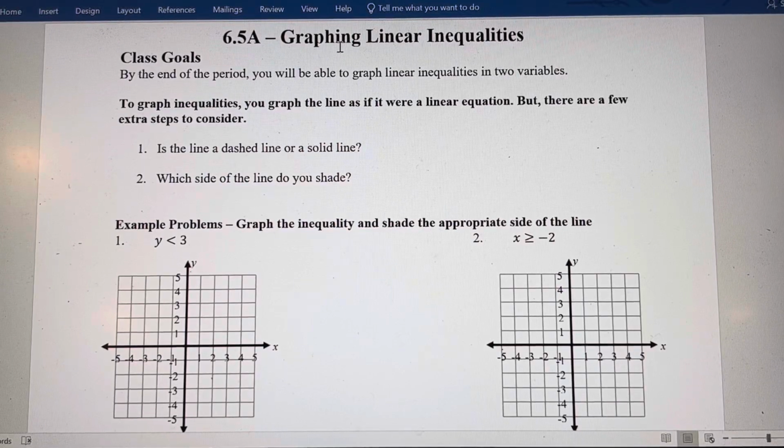Right, so in this video, we're going to be graphing linear inequalities. When you graph inequalities, you're going to start by graphing the line as if it were an equation, and then there's a couple other things we need to consider to complete the process.